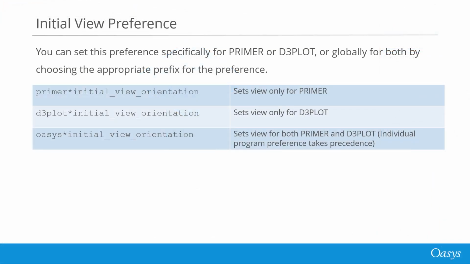You can set this preference specifically for Primer or D3plot, or globally for both by choosing the appropriate prefix for the preference. In case both Oasys and the individual program preferences are set, the individual program preferences take precedence.